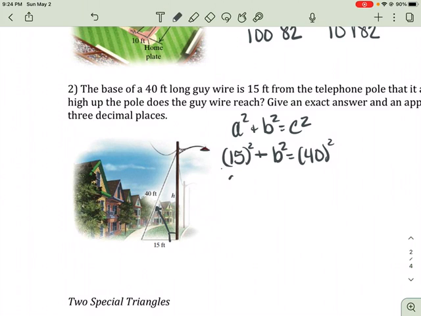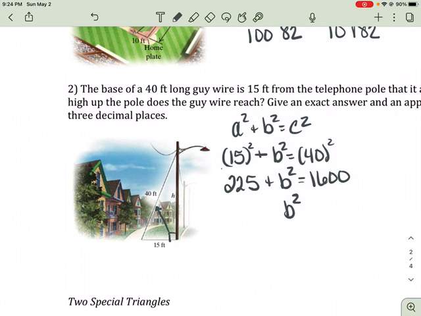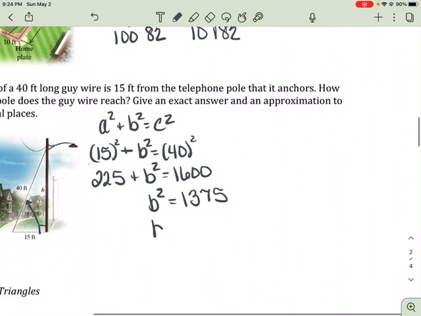All right, so this is 225 plus b squared, which is 1600. Okay, so we have to solve for b squared, so we're going to subtract 225 from both sides. 1600 minus 225 is 1375. All right, so we're going to want to square root that. So we get the square root of 1375.